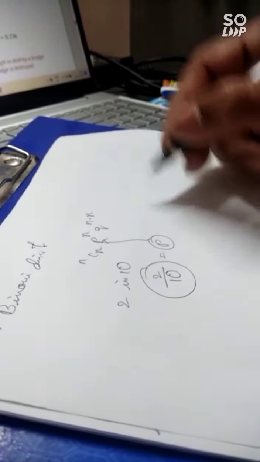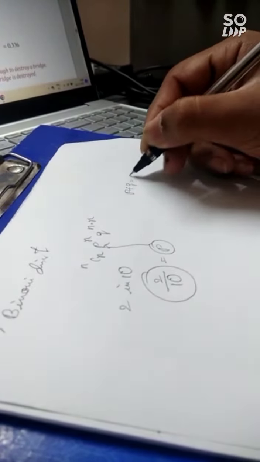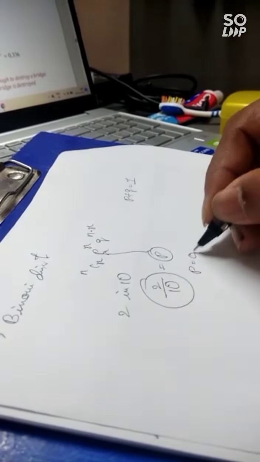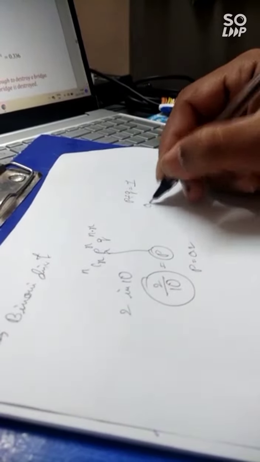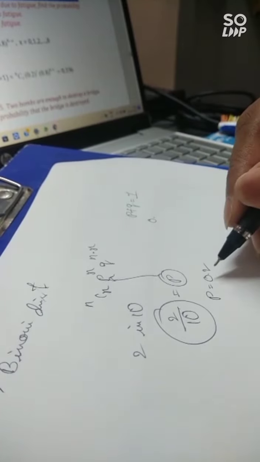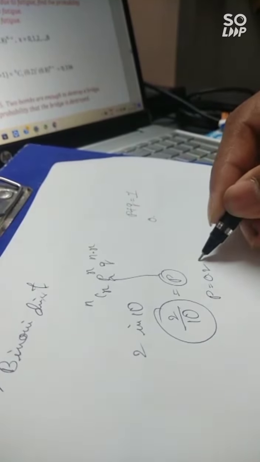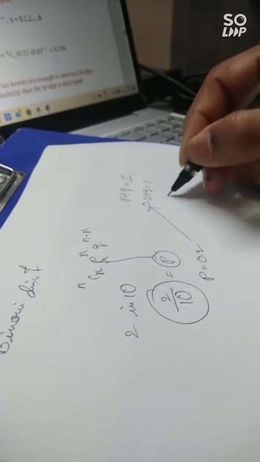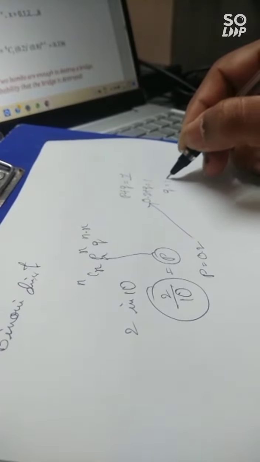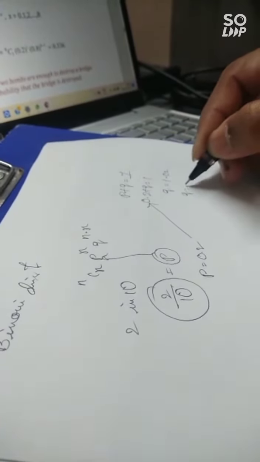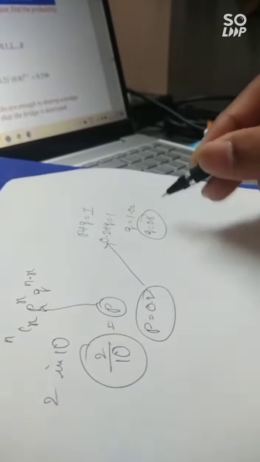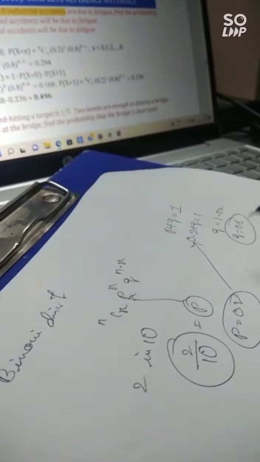And as I also said, success plus failure gives 1. So we got the value of p: p equals 2 by 10, which is 0.2. Now we shall substitute this into the equation p plus q equals 1. 0.2 plus q equals 1, and q takes the value 1 minus 0.2, so q equals 0.8.